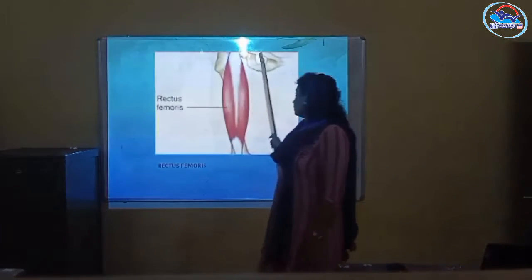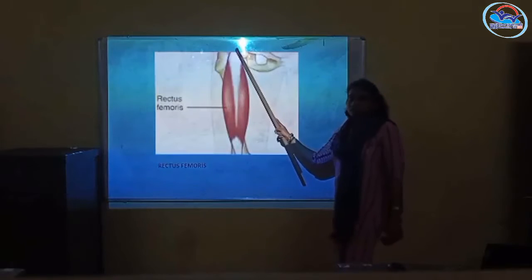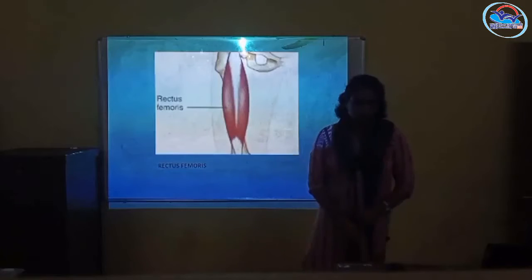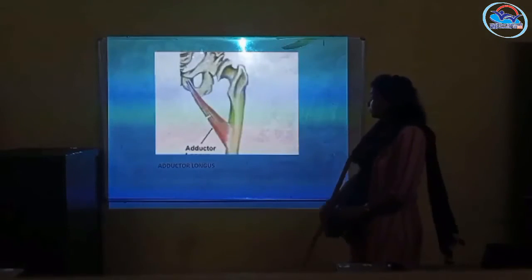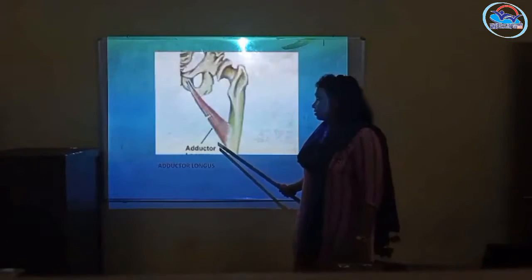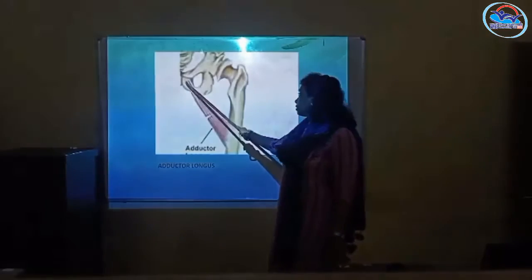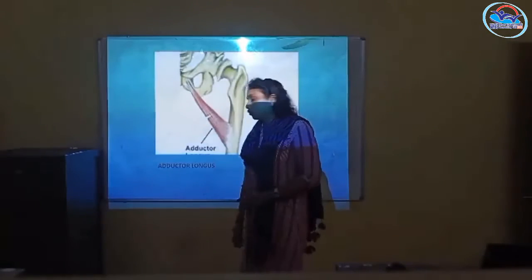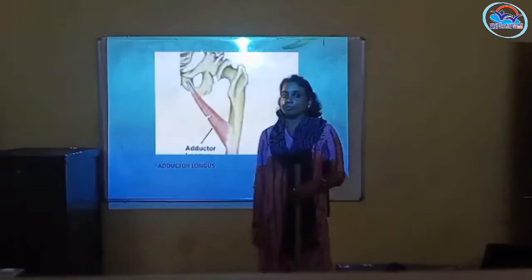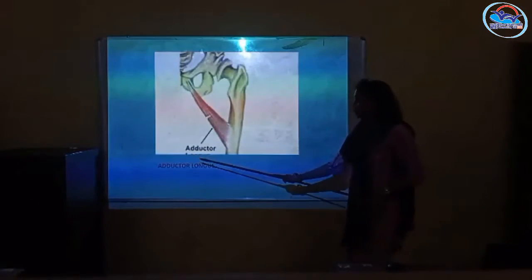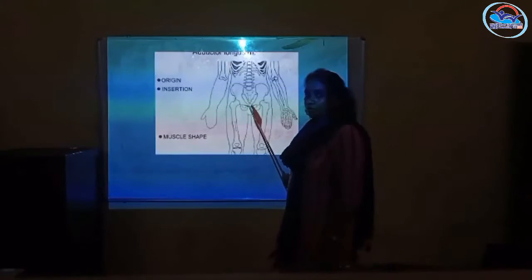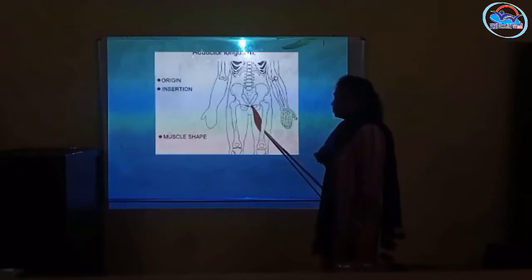Rectus femoris muscle. That means we start from the hip bone and it extends towards the tibia. Rectus femoris. This one is adductor longus. It starts from the hip bone and it extends towards the femur. That means for doing this abduction and adduction movement of leg, we use this muscle, adductor longus muscle. This is the point of origin and this is the point of insertion of adductor longus muscle.